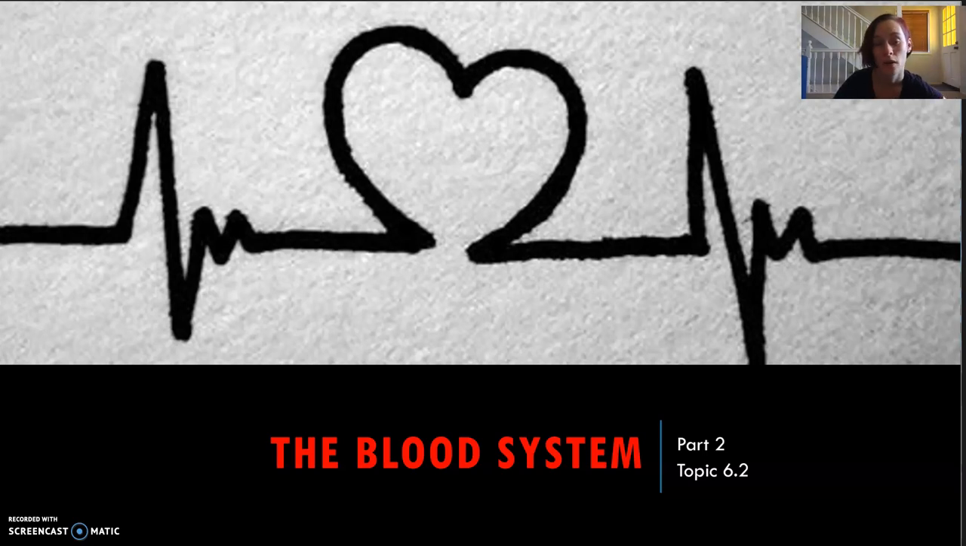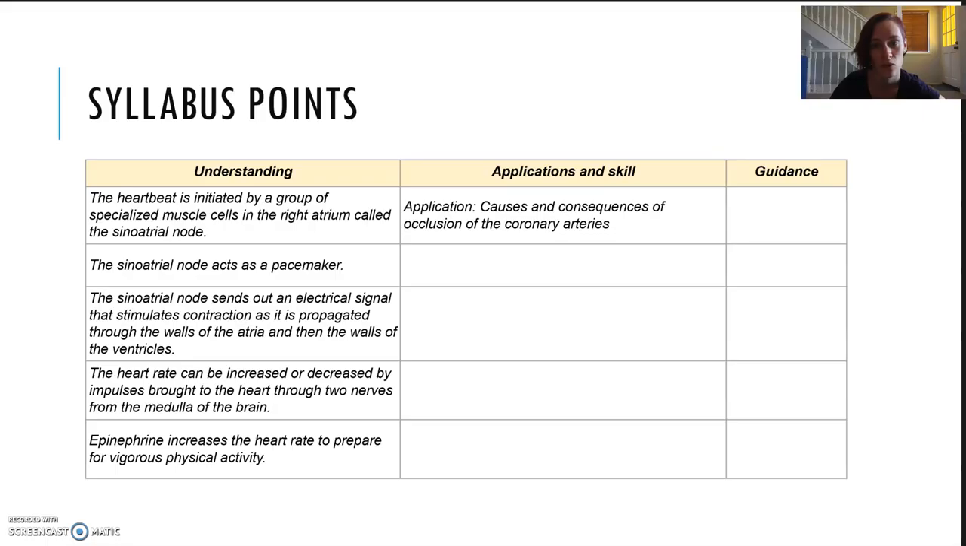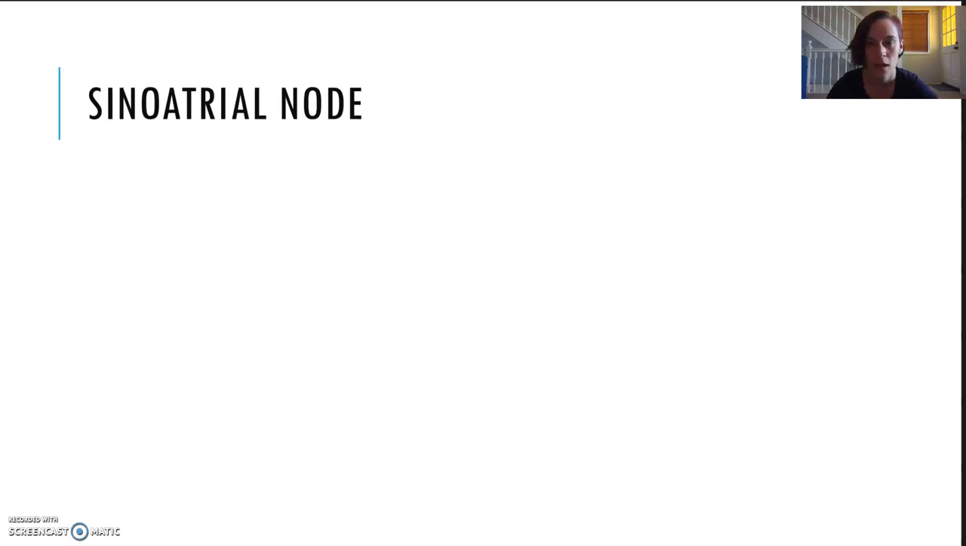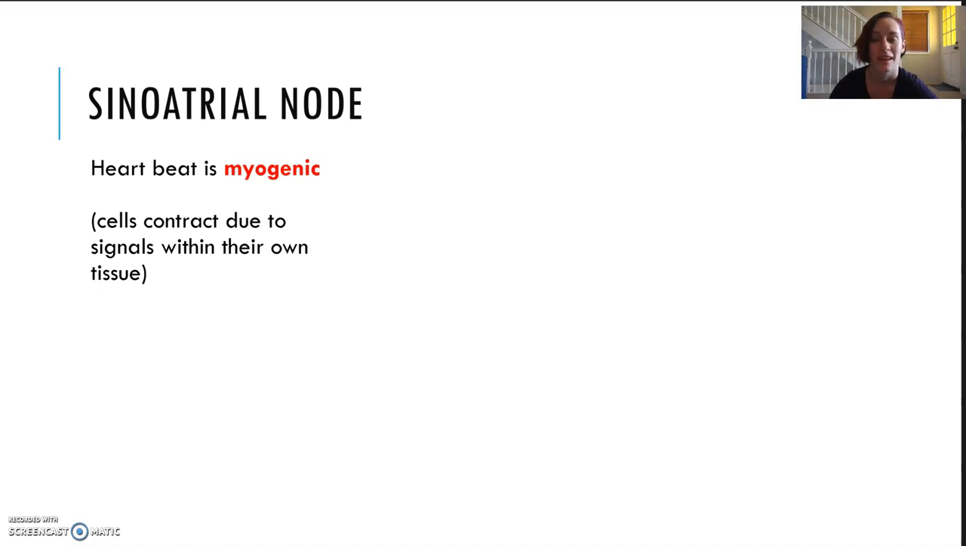Right, this is part 2 of the blood system. This is topic 6.2. In our first part, we dealt with a lot of the anatomy and physiology, so the normal stuff. We're now talking about the physiology of the heartbeat, the heart rate, and issues that arise when things aren't as healthy. All right, the heart is essentially a muscle that can control itself.